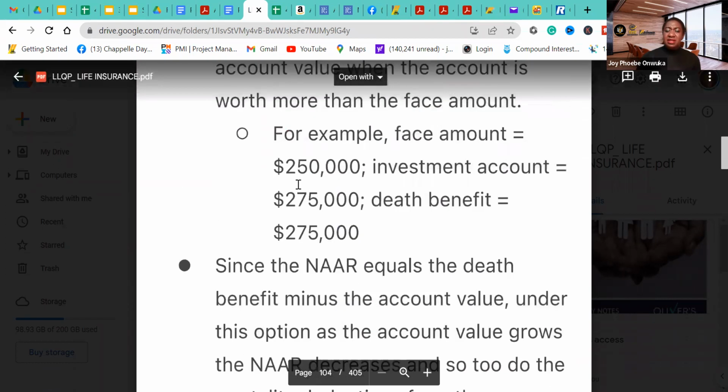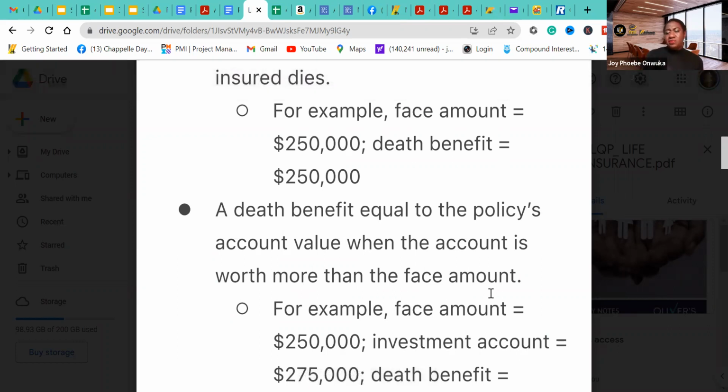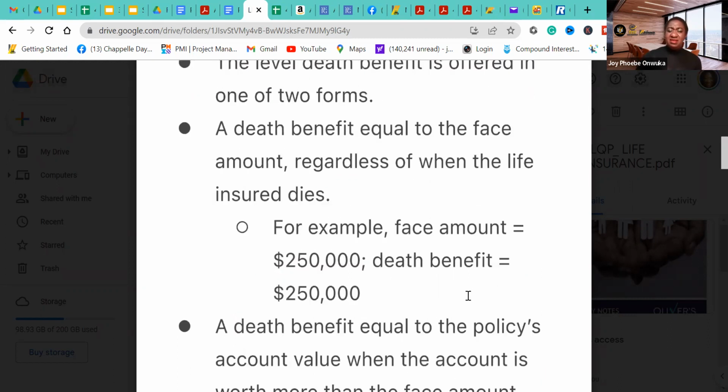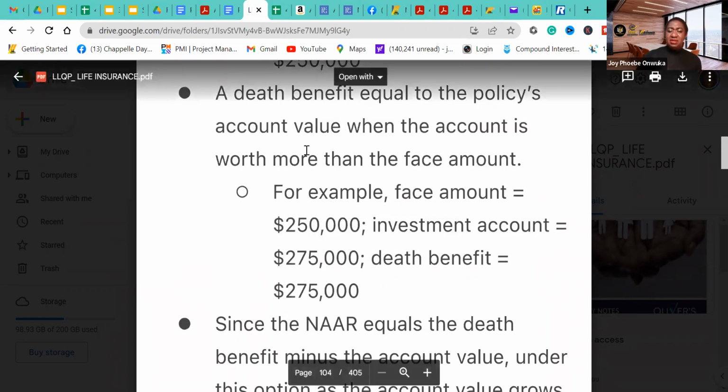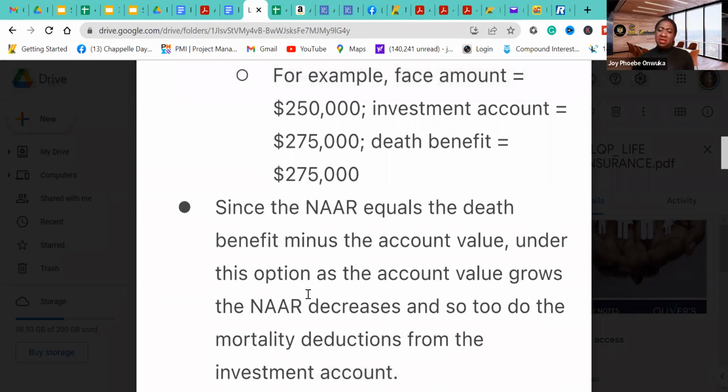So let's go back again. For example, face amount. The death benefit equals the policy account value when the account is worth more than the face amount. And they're talking about level death benefit here. For example, face amount is 250, investment account is 275, death benefit is 275. Okay, let's keep going. Because what I know with level death benefit, whatever is in the investment doesn't get added to the death benefit, right?